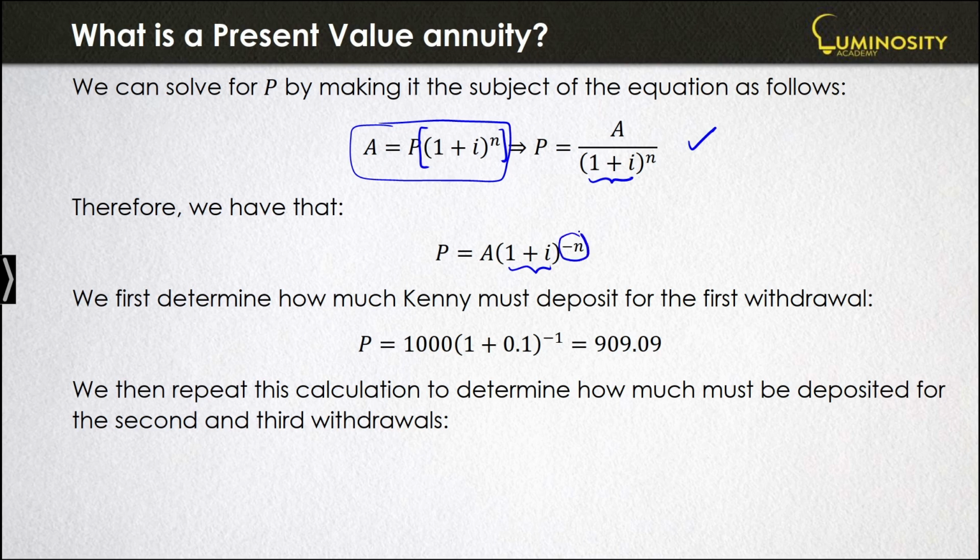We first determine how much Kenny must deposit for the first withdrawal, the first 1,000 Rand he wants to take out. That is how much he needs to put in to get 1,000 Rand over the space of the first withdrawal. So n is 1 here, so negative 1, and we see he has to put in 909 Rand and 9 cents. We then repeat this calculation to determine how much he must deposit for the second and third withdrawals. Remember, he's making 4 withdrawals over 4 years.